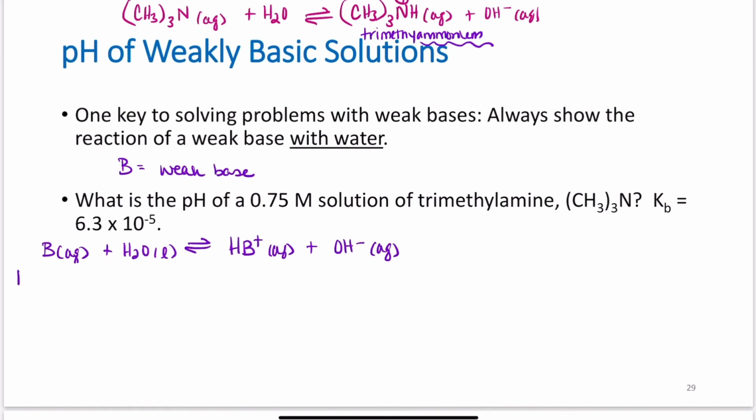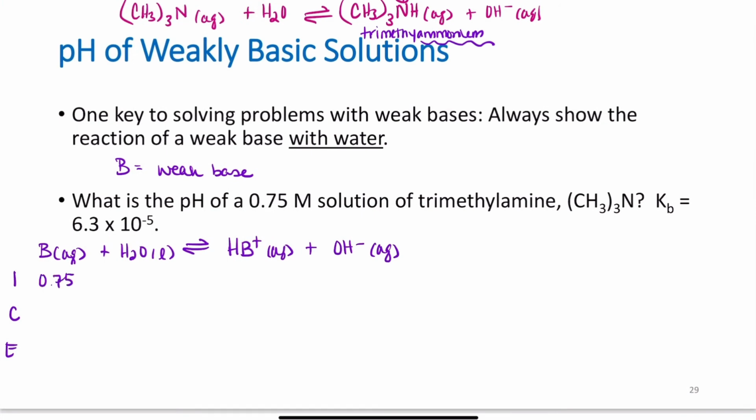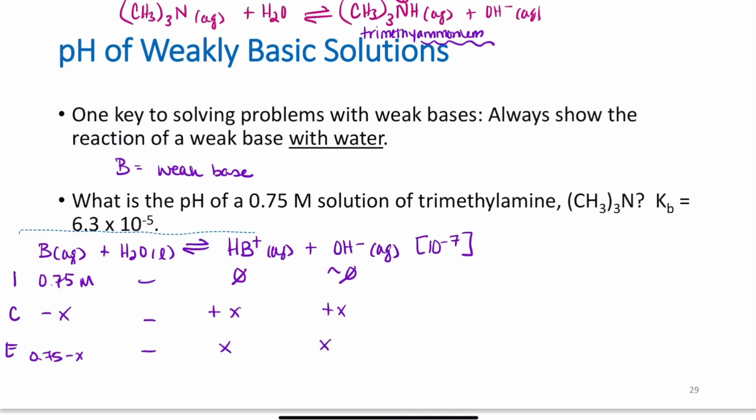Set up your ice table. 0.75 molar. I don't have any of my conjugate acid to start, and I have approximately no hydroxide. Truthfully, I have 10 to the minus 7th molar. That's probably really small compared to what is actually going to dissociate. Minus x, plus x, plus x: 0.75 minus x, and x. Now I'm going to shrink this down because I don't want to erase it on you.